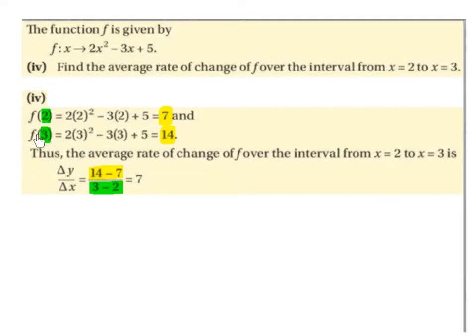And f of 3 is going to be 2 times 3 squared minus 3 times 3 plus 5, which is 14. Thus, the average rate of change of f over the interval from 2 to 3 is delta y over delta x, which is the change in y over the change in x, which is 14 minus 7, so the change in y, over 3 minus 2, the change in x, which is 7.